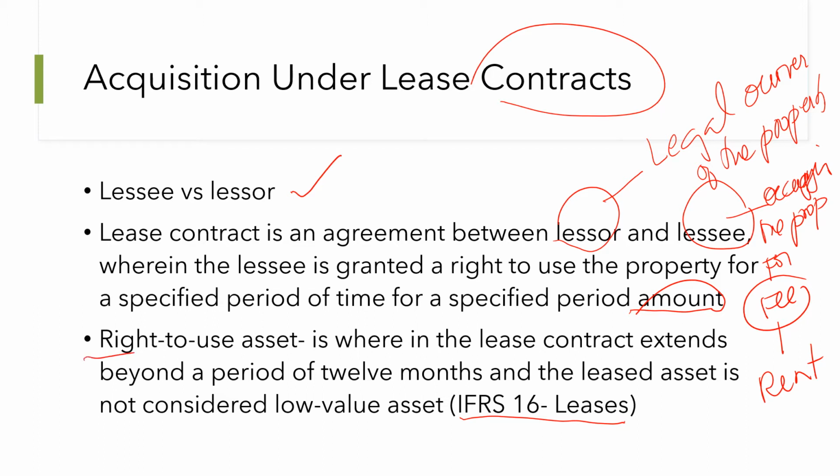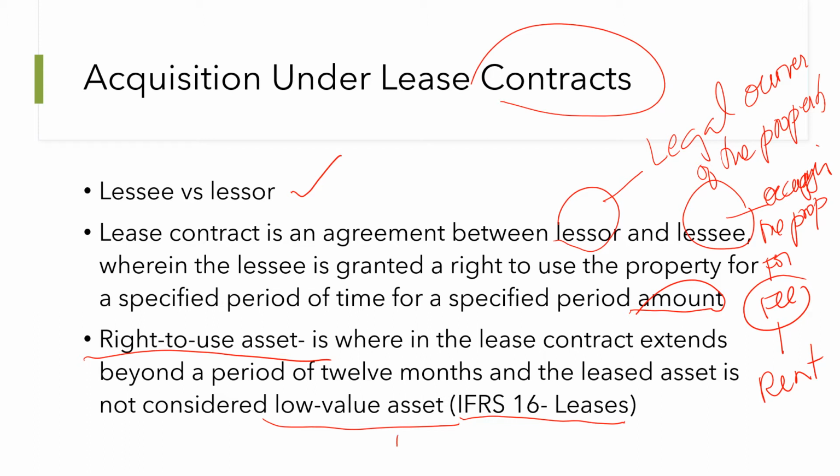So, we have what we call the right-of-use asset. What do you mean by that? The right-of-use asset is where the lease contract extends beyond a period of 12 months. So, kapag more than 12 months or more than 1 year, the term used for that type of lease contract is a right-of-use asset. And the lease asset is not considered a low value asset. Ibig sabihin, yung cost ng asset o yung amount ng asset is a high value asset.